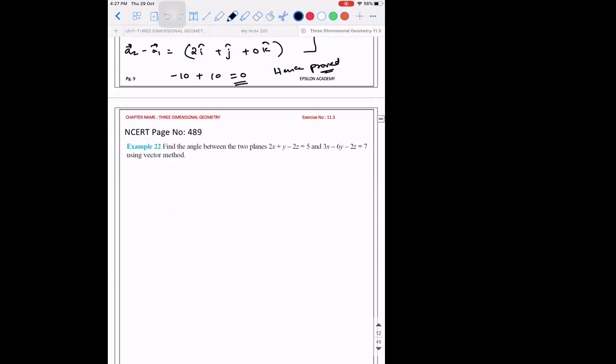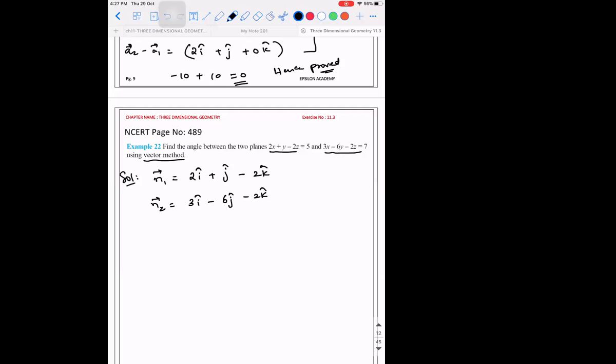See. Find the angle between the planes 2x plus y minus 2z is equal to 5 and 3x minus 6y minus 2z is equal to 7 using vector method. Okay, solution. So what is n1 vector? You guys directly tell me what is n1 vector. 2i cap plus j cap minus 2k cap. Very good. So n2 vector is 3i cap minus 6j cap minus 2k cap. That's right.